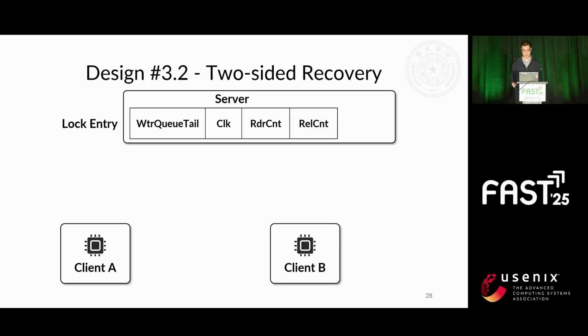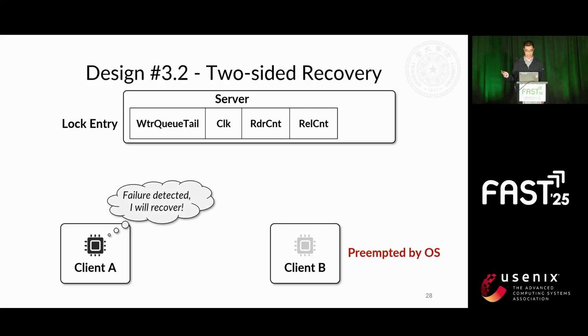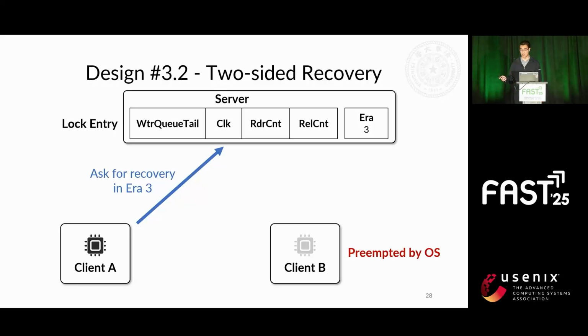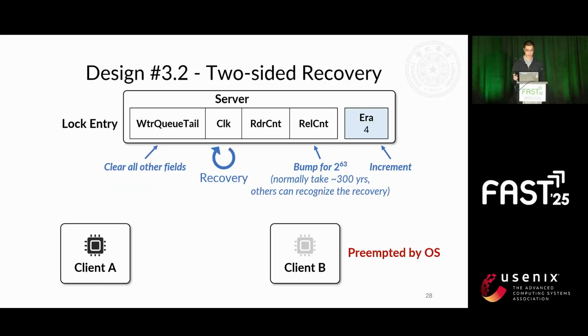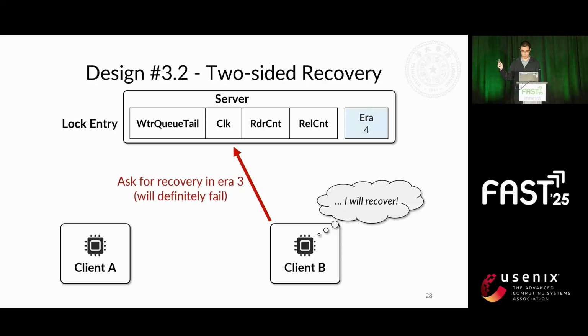When the release counter is unchanged for that period, clients can detect the failure. However, it is the server that is responsible for performing the recovery. Specifically, the server maintains an era, which counts how many recoveries have occurred. The client that detects the failure asks the server for recovery in the current era. The server will bump the release counter to a very large value, clear all other fields in the log entry, and increment the era. The leap of the release counter will make other clients aware of this recovery, so they can retry acquiring the lock. This design effectively prevents clients from performing outdated recoveries that would otherwise be possible due to the ABA problem with a small chance, which would cause the system to explode.